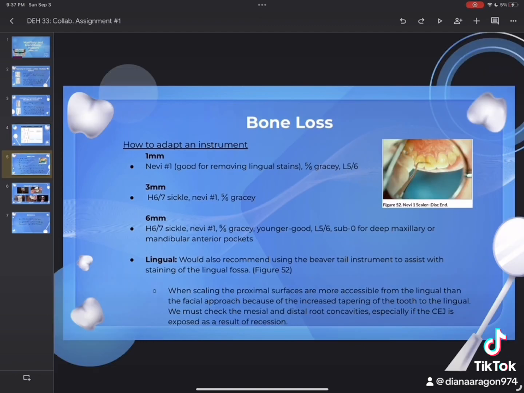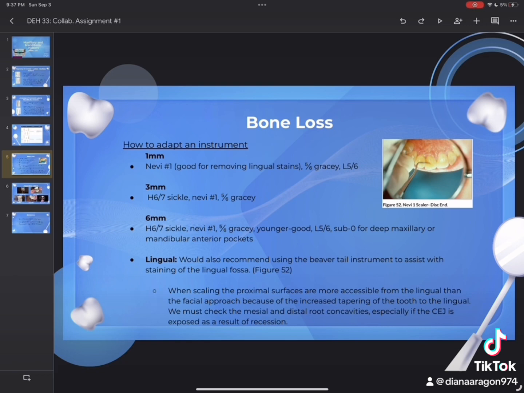For bone loss, adapting to 1 millimeter, instruments that we can use are the Nevi number 1, good for removing lingual stains, the 5/6 Gracey, the L5/6. For 3 millimeter bone loss, the H6/7 sickle, Nevi number 1, the 5/6 Gracey. For 6 millimeter bone loss, the H6/7 sickle, Nevi number 1, 5/6 Gracey, the Younger Good, L5/6, and the Sub-Zero for deep maxillary or mandibular anterior pockets.